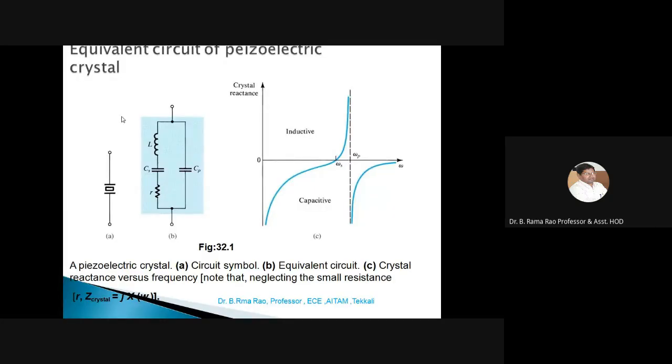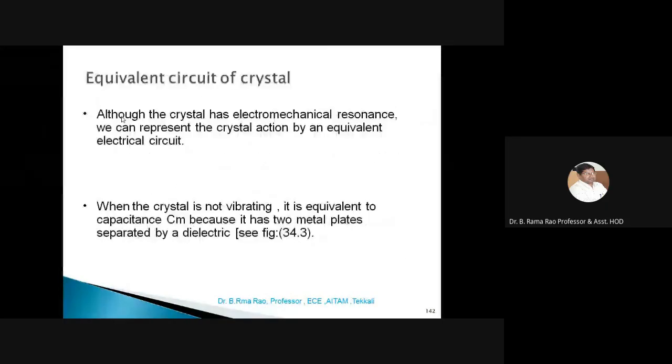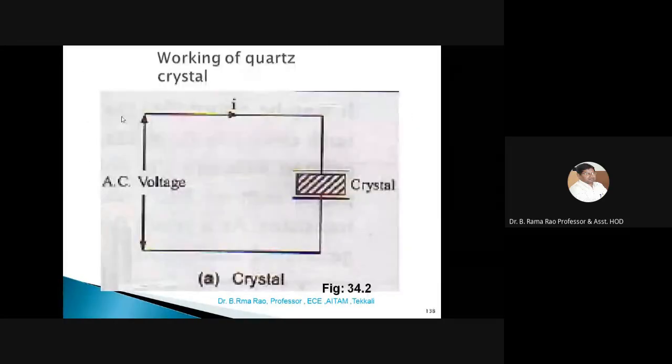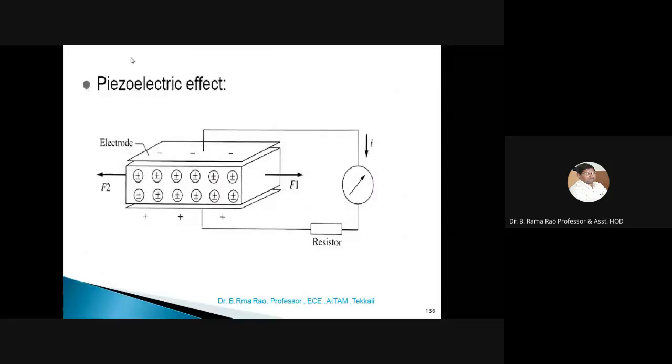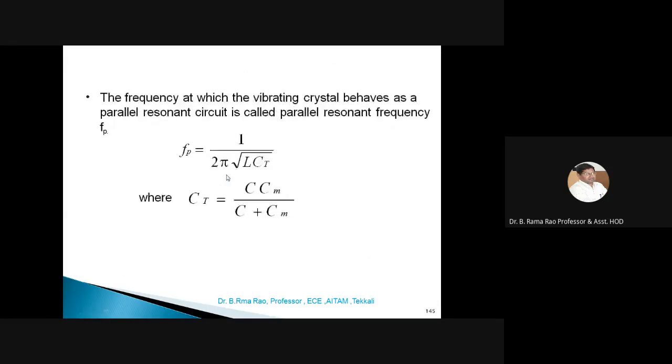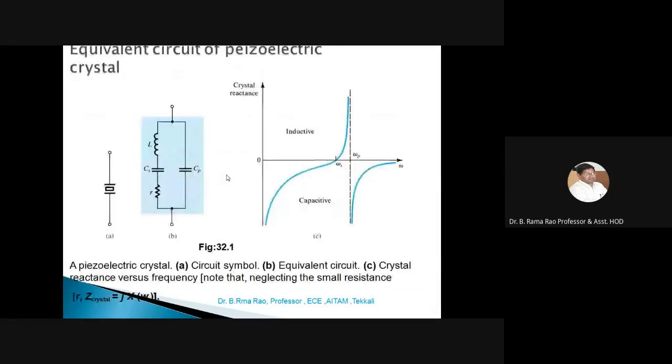Because if you observe this figure, this is the crystal material. We are going to apply some electrodes. These electrodes are nothing but the Cp. The capacitance between this electrode and this electrode is nothing but the Cp. And in this material there is a resistance, capacitance and inductance, R, L, C. The same thing I have drawn as an equivalent circuit like this.